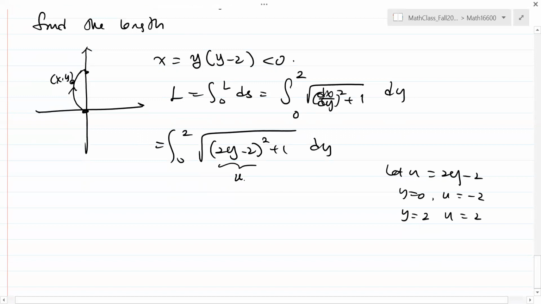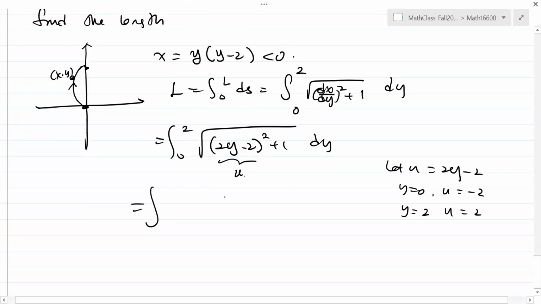So now this is the integral of the square root of u squared plus 1. dy is half of du, and u goes from negative to positive. When y equals 0, u is negative. So you get this integral.